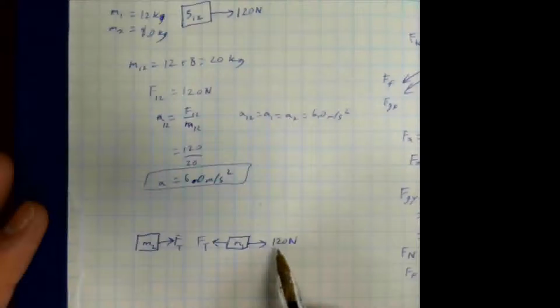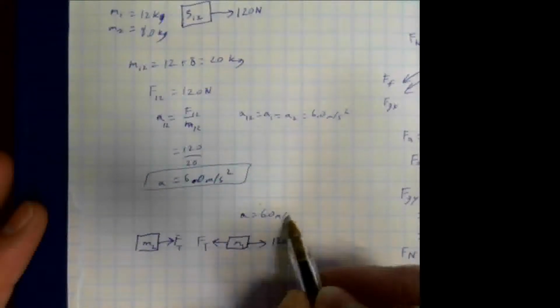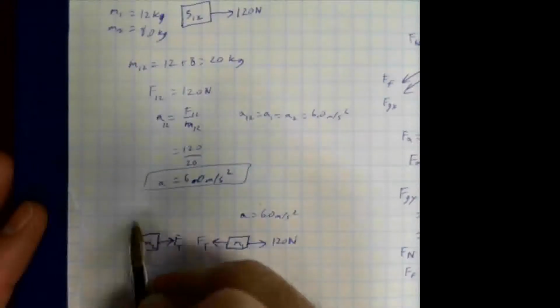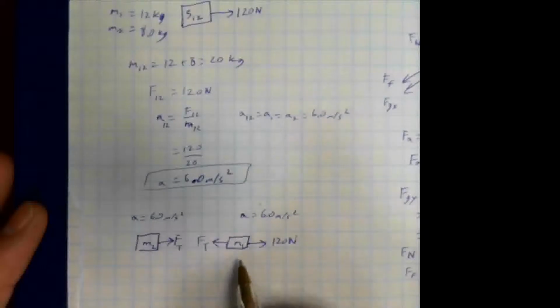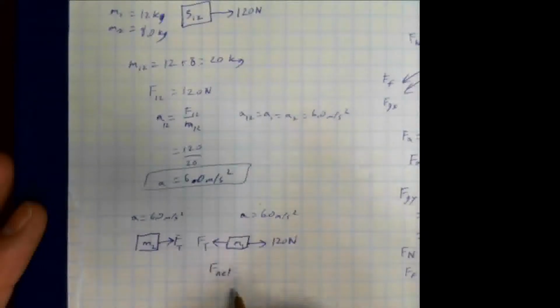Now I know my acceleration in this case is 6.0 meters per second squared. That's also my acceleration here. So let's find out what my F net would be in situation 1. F net 1 equals ma. That's going to be, my m in this case was 12, times 6. That will be 72 newtons.